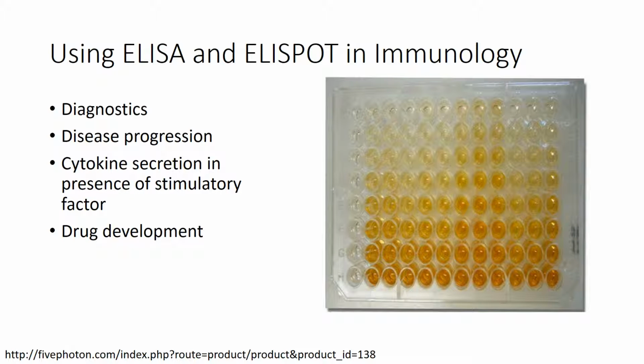ELISpot is used to determine if an immune cell secretes a particular cytokine in the presence of a certain stimulatory factor, and this can be useful in elucidating which cytokines are being released due to different signals and can aid in the development of treatments. Furthermore, an ELISpot can be used to determine if treatment with a particular drug can impact the secretion of cytokines in any way.